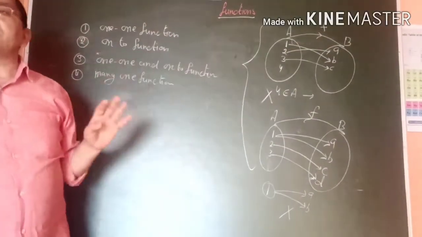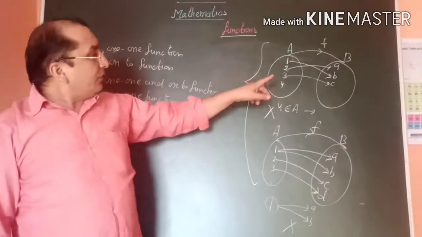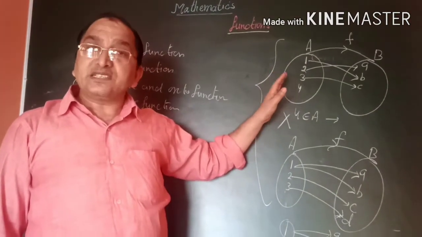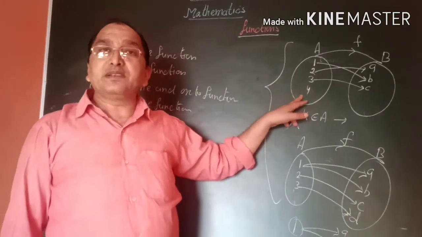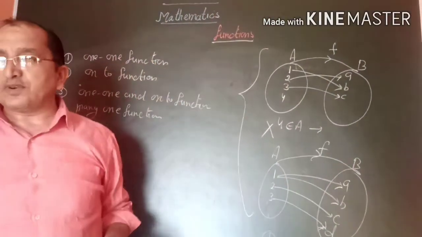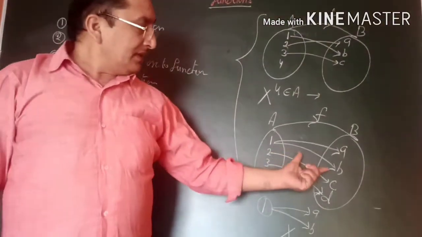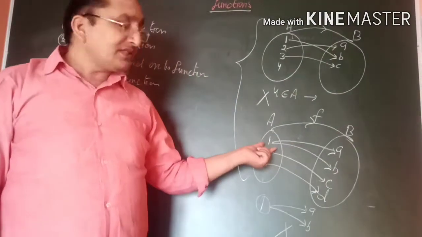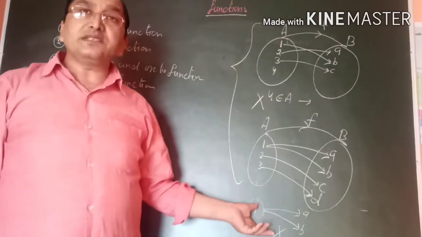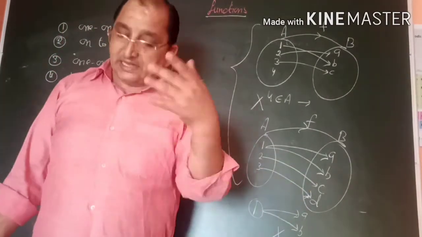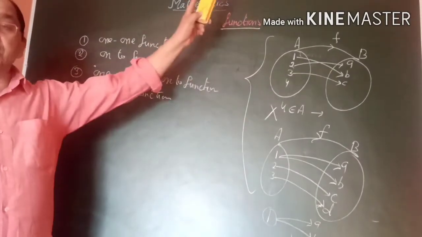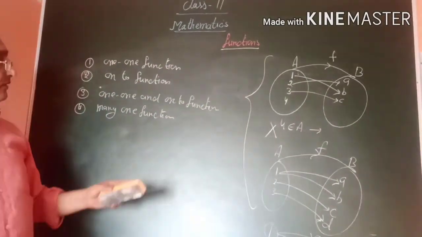These two types are not functions. One, if any element in the first set of the ordered pairs doesn't have any image in B, such a relation is not a function. And second, if any one element of the first set has two images, such a relation is not a function. The rest of all are relations. First of all, go through these two, and after that we will start.